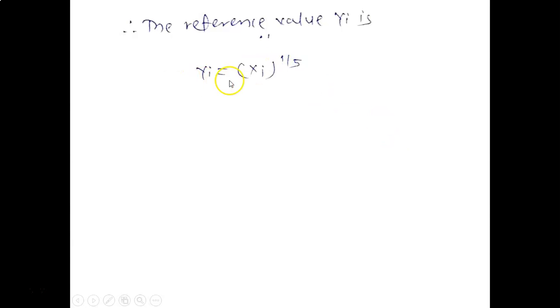Now the reference value yi. What is our equation? Y is equal to x raised to 1 by 5. Therefore, yi is equal to xi raised to 1 by 5. Substitute value of xi here, which is equal to 32 raised to 1 by 5. Therefore, we are getting the value of yi as 2.